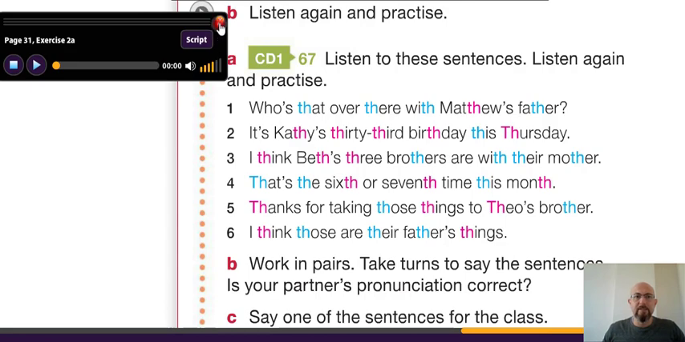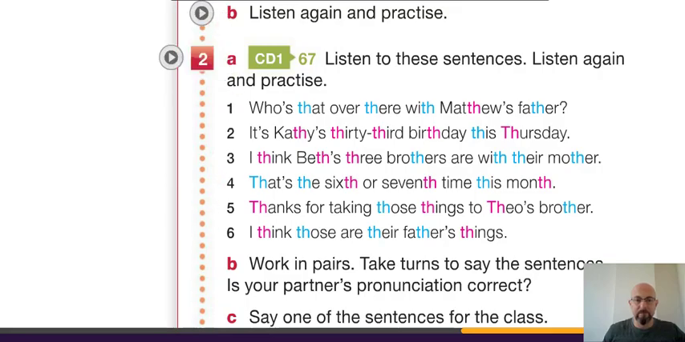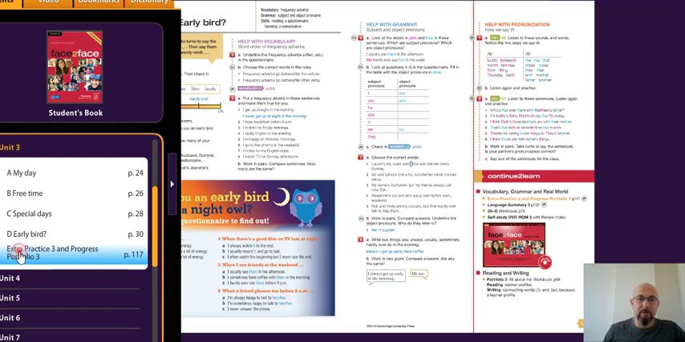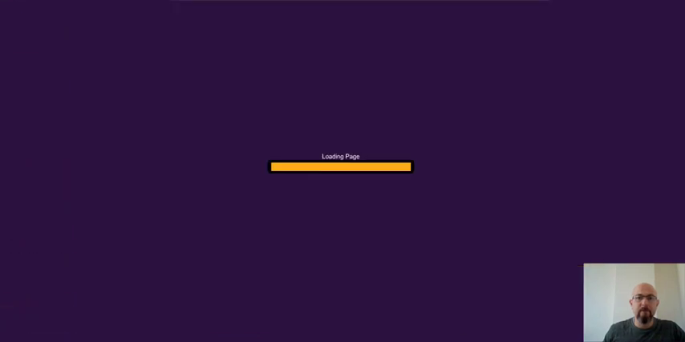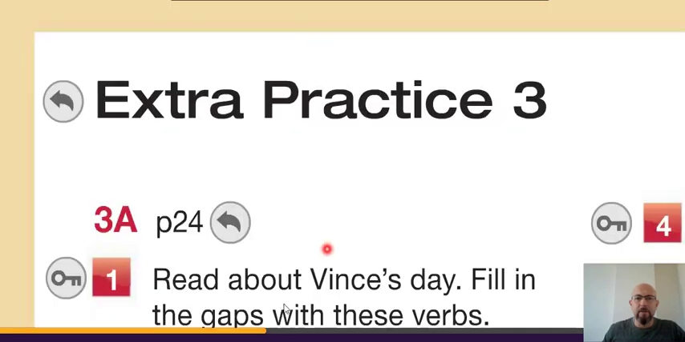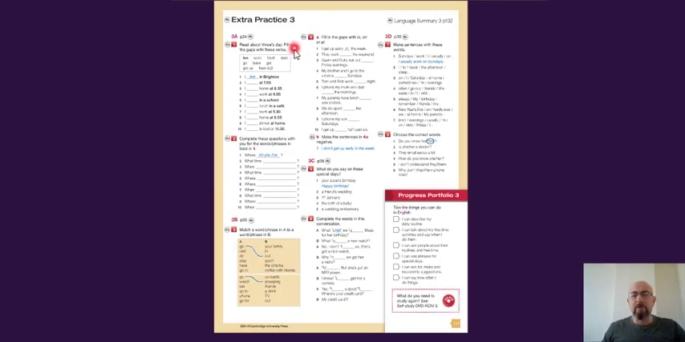Okay, guys, so as I said, repeat it many times so you can practice these two sounds. So here we finished 3D, and when we finish 3D, of course you will go and do extra practice 3. Extra practice 3 will be here on this page. So when you finish extra practice, go and check in the extra practice 3 answer key. You will find the video on the channel.